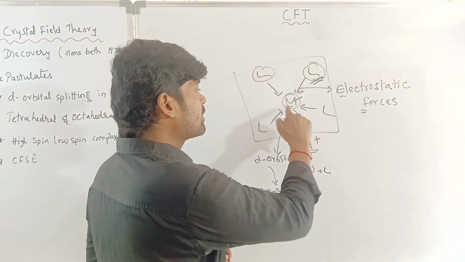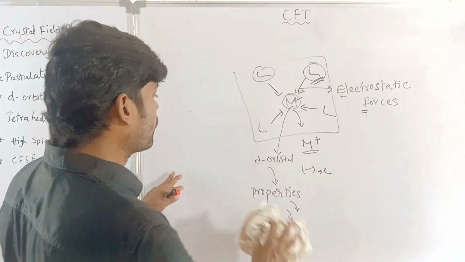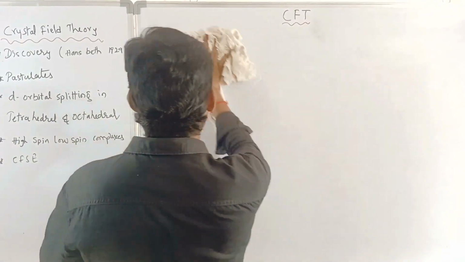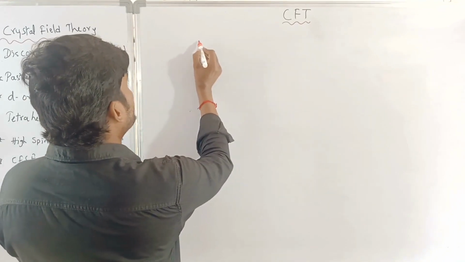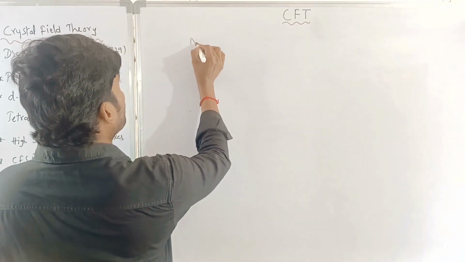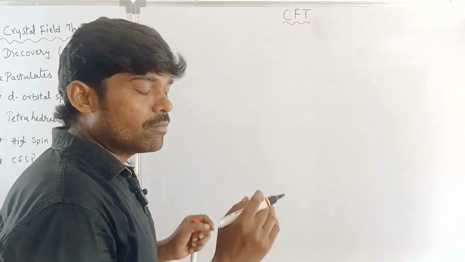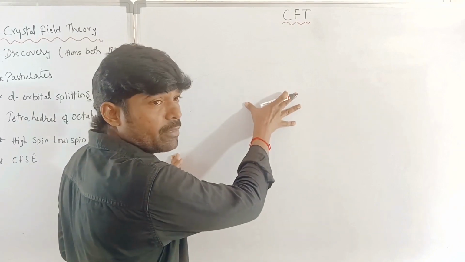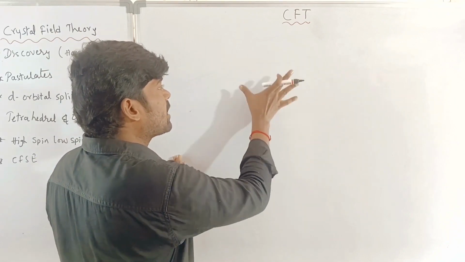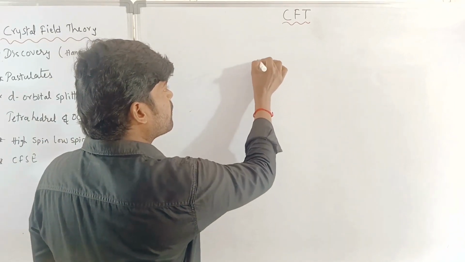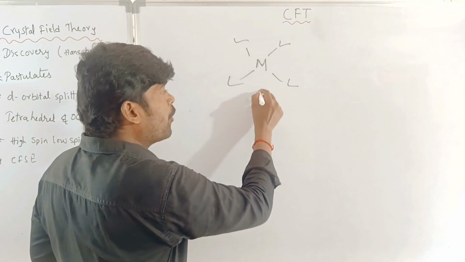Coming to d orbital splitting in the central metal atom, let me explain. When the ligands are approaching the central metal atom, based on the number of ligands, this complex, metal and ligand, depends upon the ligand number, will get a structure.